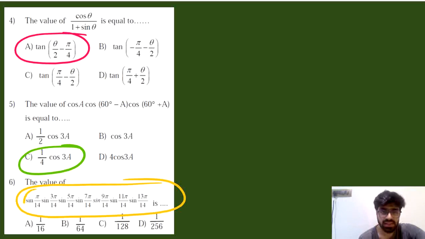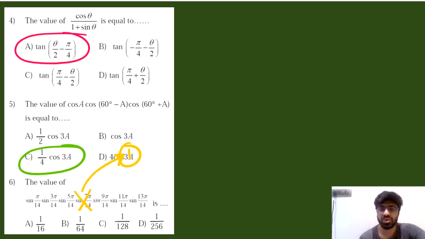Now, here the angle is pi by 14. You have sin pi by 14, into sin 3 pi by 14, sin 5 pi by 14, sin 7 pi by 14, and hang on, 7 pi by 14 is pi by 2. So sin of pi by 2 will be 1. So I can just eliminate that middle term because it is equal to 1 and focus on the other terms: sin 9 pi by 14, 11 pi by 14 and 13 pi by 14.